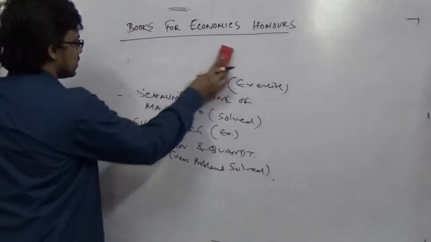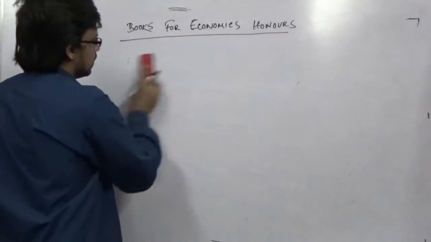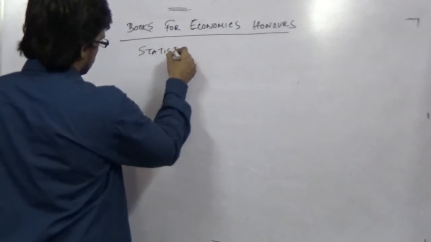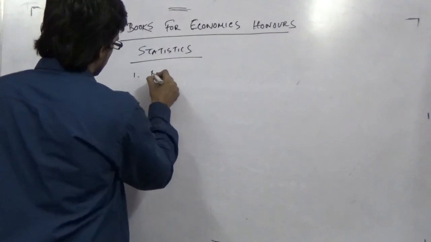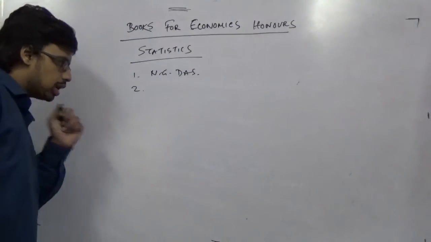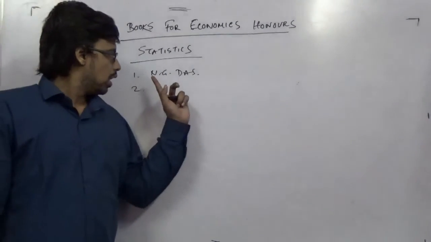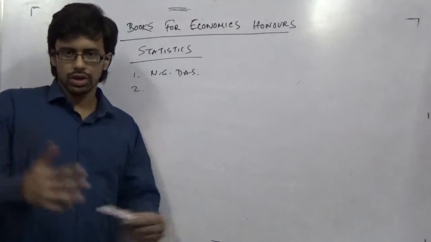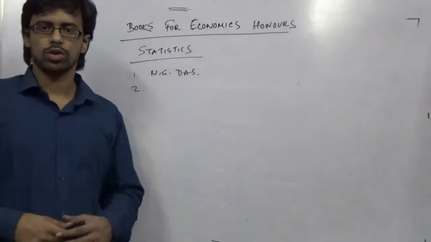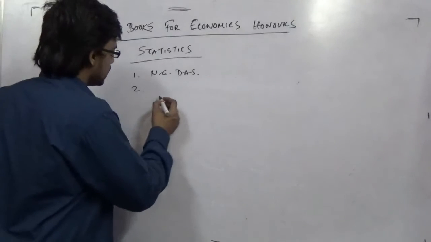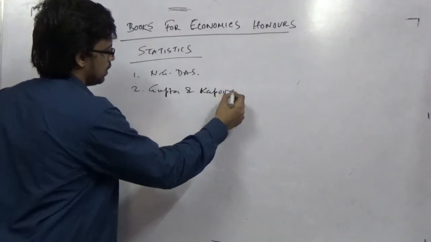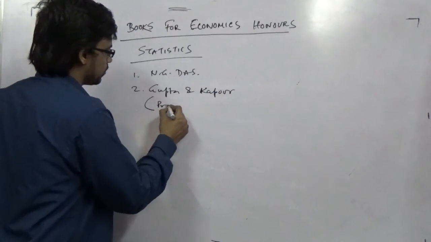Okay, now coming to the statistics books. See, in statistics, N.G. Das did a good job. But the problem with N.G. Das's book is that the questions are given and the explanations are there, but this is only a basic level. For the advanced proofs, you go for this book, Gupta and Kapoor. This has very good proofs for groups of statistics.